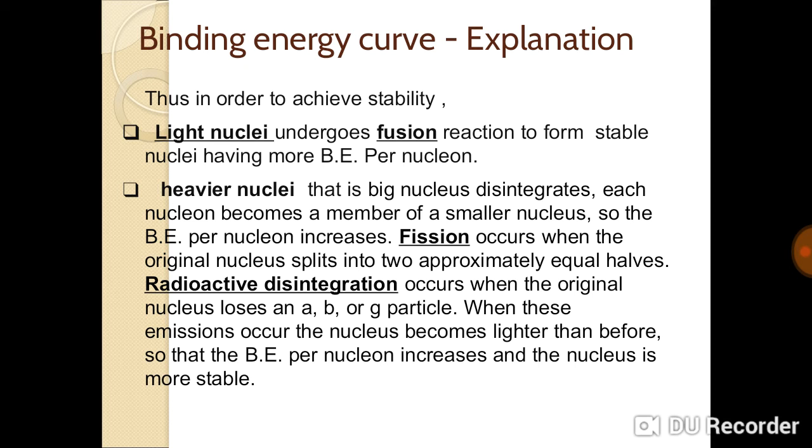Radioactive disintegration occurs when the original nucleus loses alpha, beta or gamma particles. When these emissions occur, the nucleus becomes lighter than before, so that the binding energy per nucleon increases and the nucleus is more stable.